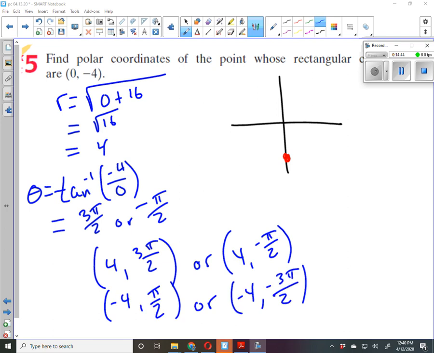So just for fun, I added 2 more. Those are all the same location depending on whether it's a positive or negative radius. All right, good luck.